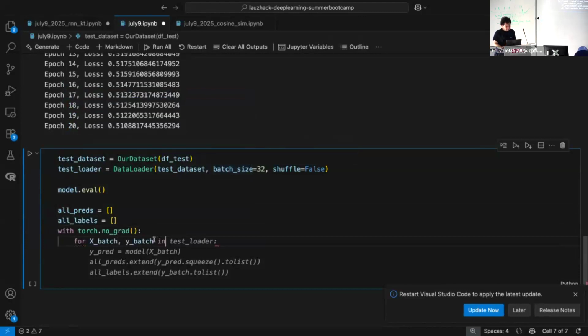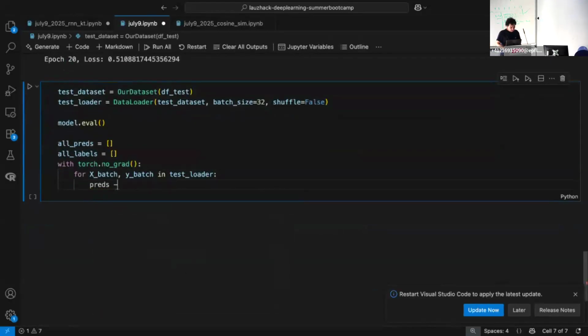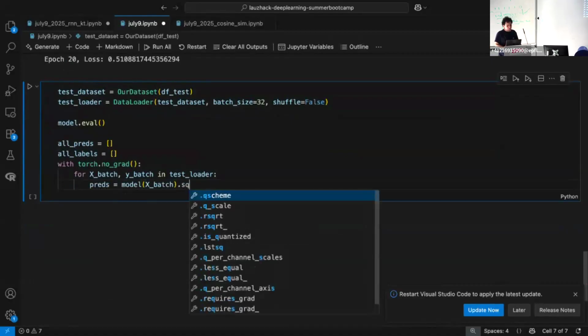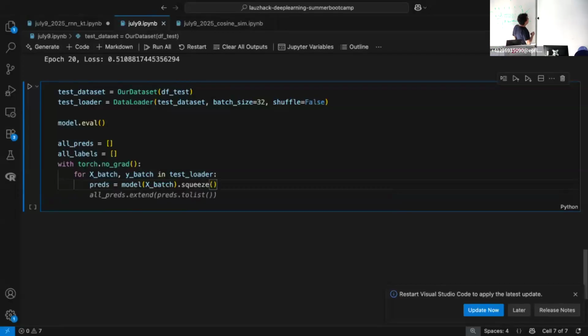We again do the same thing that Copilot is suggesting to me: for X batch, Y batch in test loader, preds equals model of X batch. We should also do the squeeze here. What does this do? It means that every time we get the preds. These preds are not the true values. These are what our trained model said about our test data. You get it, right? So these X batch and Y batch are from the test data. These are not the data that the model was trained on. So whenever we do this, these are preds that the model thinks are the real values for the X batch.